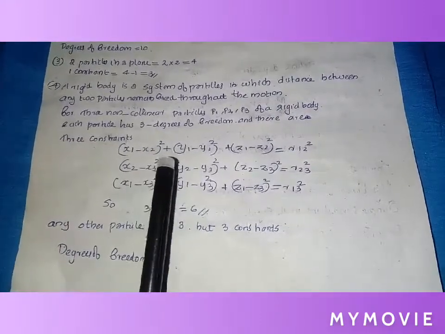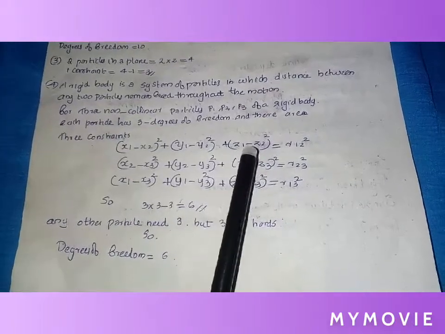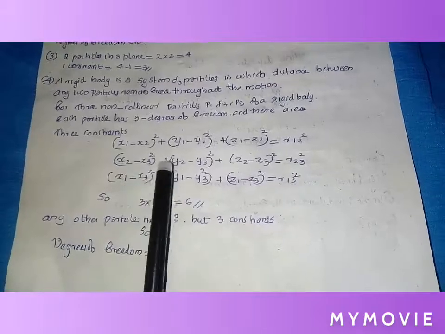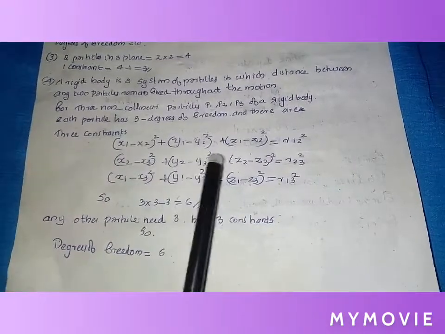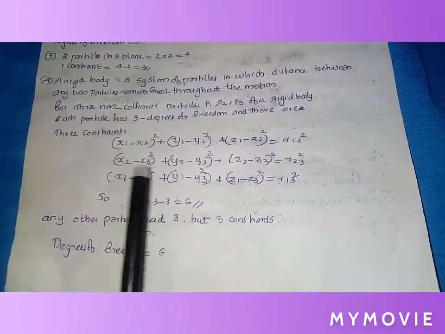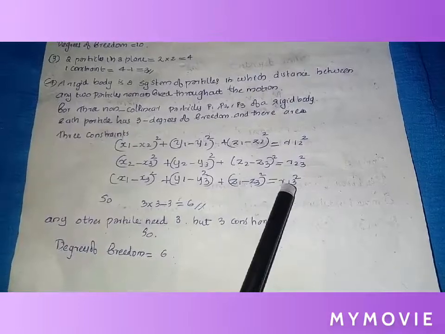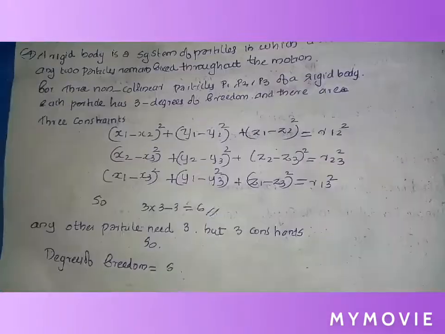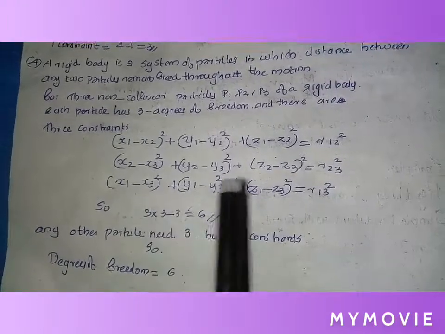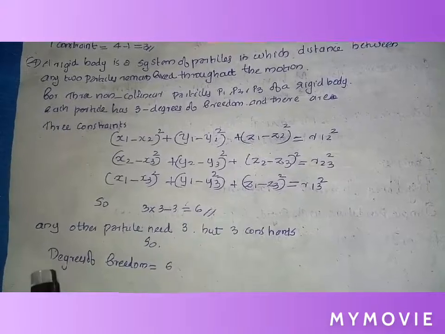The constraints are: x1 minus x2 whole square plus y1 minus y2 whole square plus z1 minus z2 whole square is equal to r12 square. x2 minus x3 whole square plus y2 minus y3 whole square plus z2 minus z3 whole square is equal to r23 square. x1 minus x3 whole square plus y1 minus y3 whole square plus z1 minus z3 whole square is equal to r13 square. For 3 particles, the degrees of freedom is 3 into 3, that is 9, and there exist 3 constraints, so 3 into 3 minus 3 is 6.